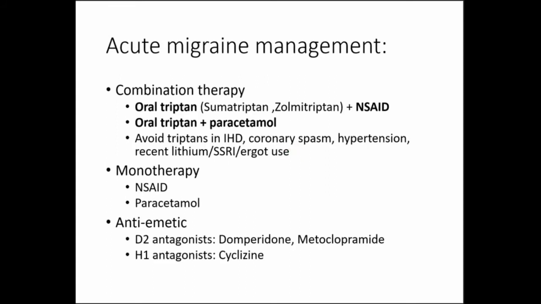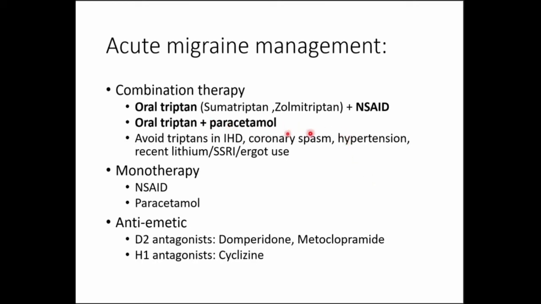With regards to the acute treatment, there's a combination therapy and monotherapy for the relief of the pain, and then antiemetics to help with the nausea and vomiting associated with migraines. The combination therapy consists of an oral triptan with an NSAID, or an oral triptan with paracetamol. The triptans, so sumatriptan or zolmitriptan, can be given orally or nasally.